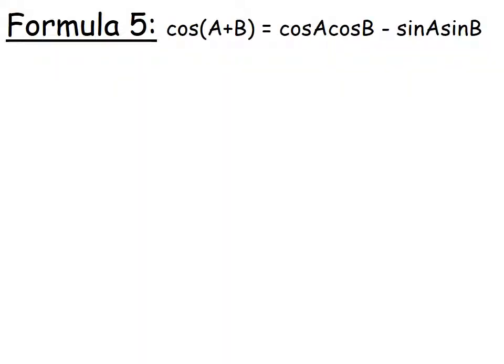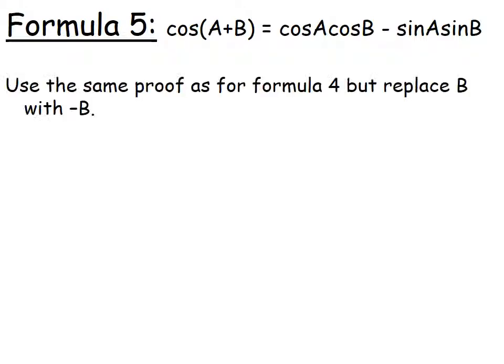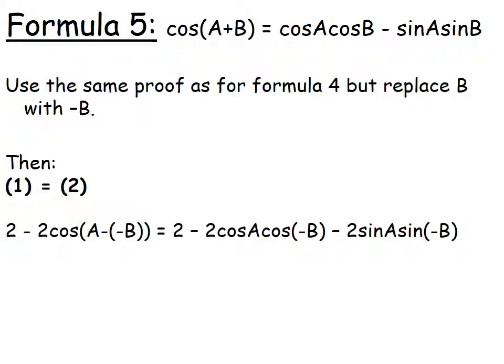Then for formula 5, it's cos(A + B) equals cos A cos B minus sin A sin B. Now all we do here is we use the exact same proof, but instead of having B, we put in minus B. So I'll just take you through to the last part where the two formulas are equal to each other. And by writing in the minus B in brackets here, rather than multiplying it out, then it is our A minus the minus B. So it still ties in with exactly what we had beforehand.